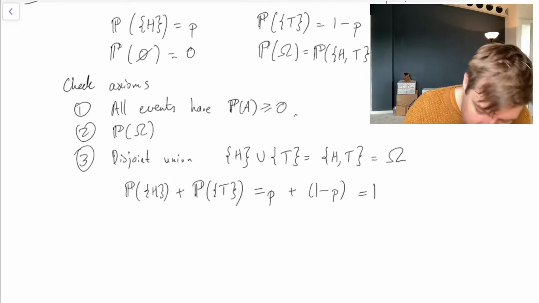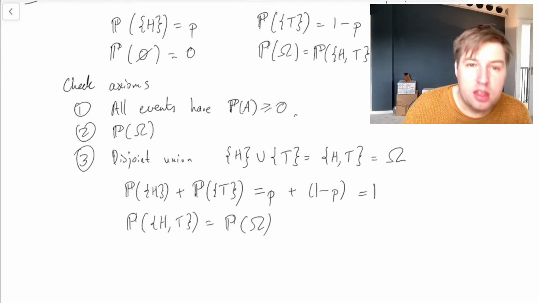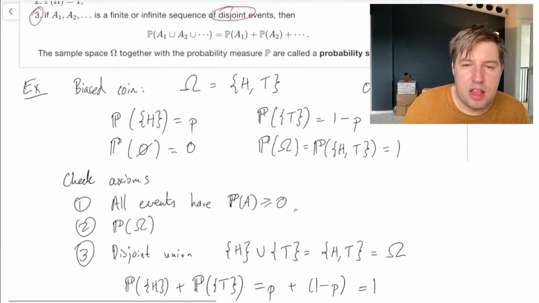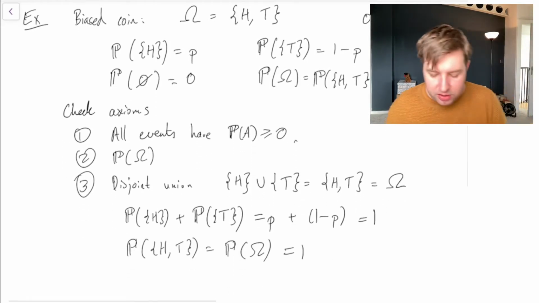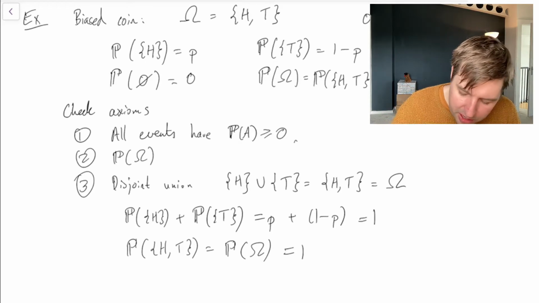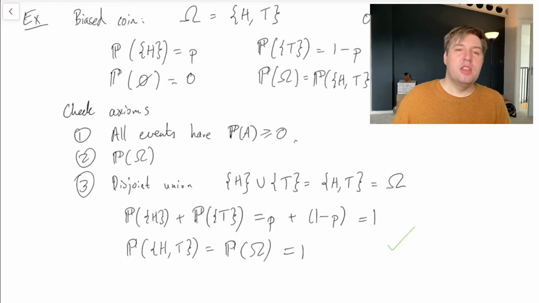And we can compare this with the probability of {head, tail}, or if you prefer, the probability of the whole set omega. And you can see that we said at the beginning that was 1. That equals 1 as well. So those two things are indeed equal. So we've obeyed axiom 3, the disjoint union axiom. So we've checked that this probability measure does obey all the rules we want it to.